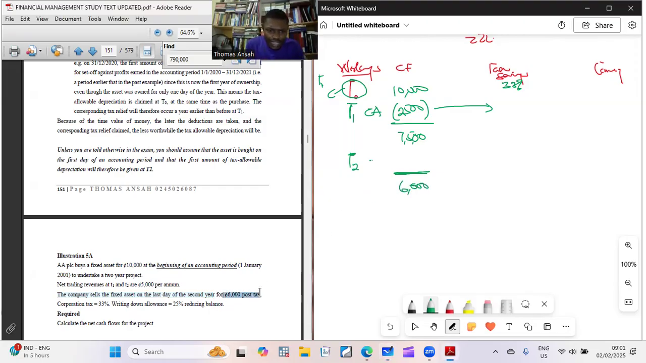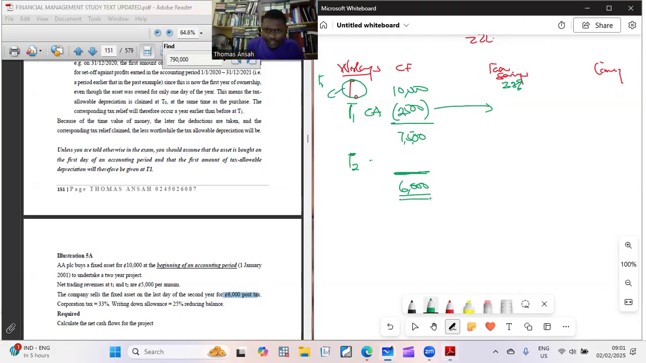6,000. That is what? Post-tax. Please be careful because it's very, very important. If it is not post-tax, always make it post-tax. We said that when we're doing residual value. Remember, it always must be post-tax. If it is not post-tax, you should make it post-tax.